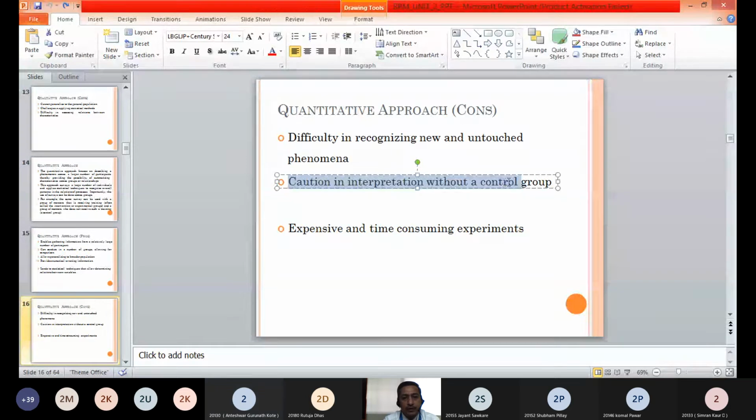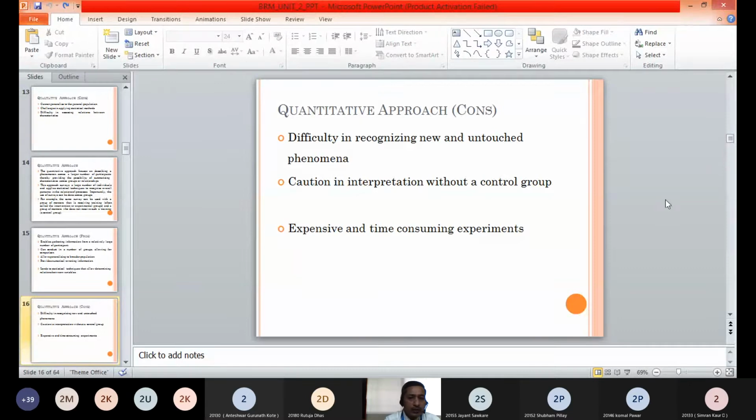Herein, caution in interpretation without a control group. While interpreting the results, you have to take caution if there is no control group for interpreting any result or to take out meaning of particular results which you get after doing some survey or some experiment. If you do not have any control group, you will have to take precaution in interpreting such type of results. So you have to have a control group so that you can compare your results with the control group so that you can better interpret the results.